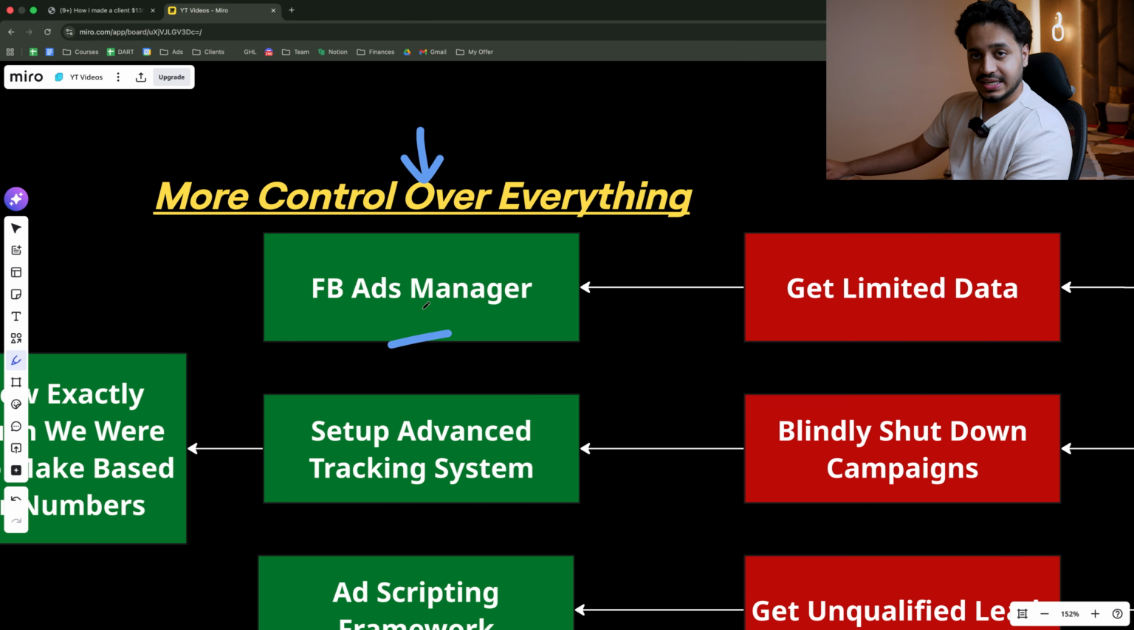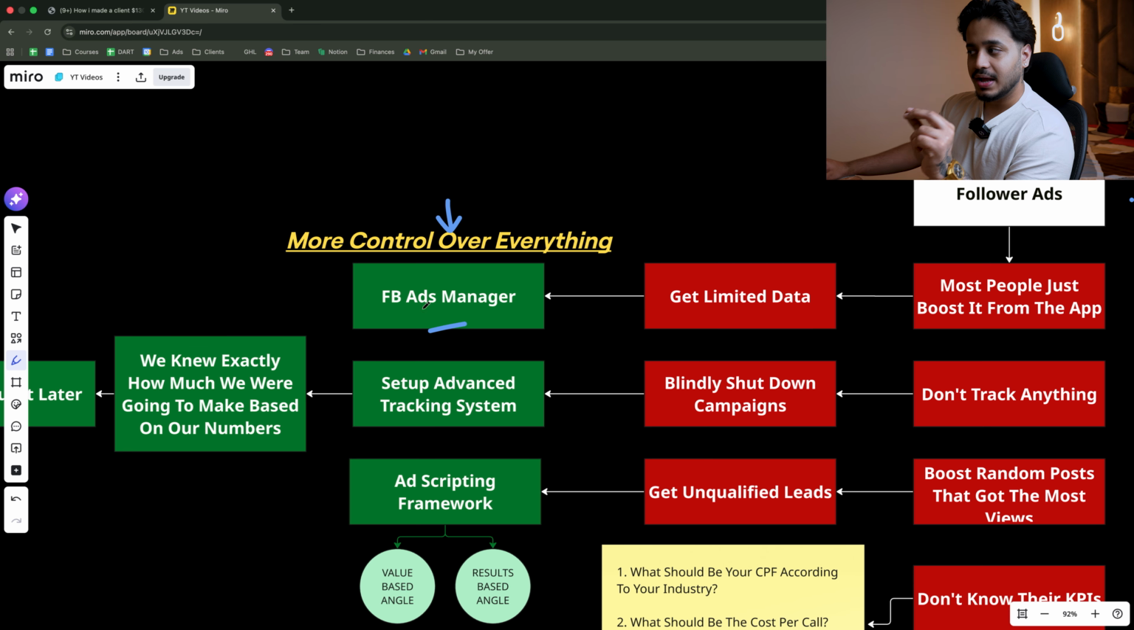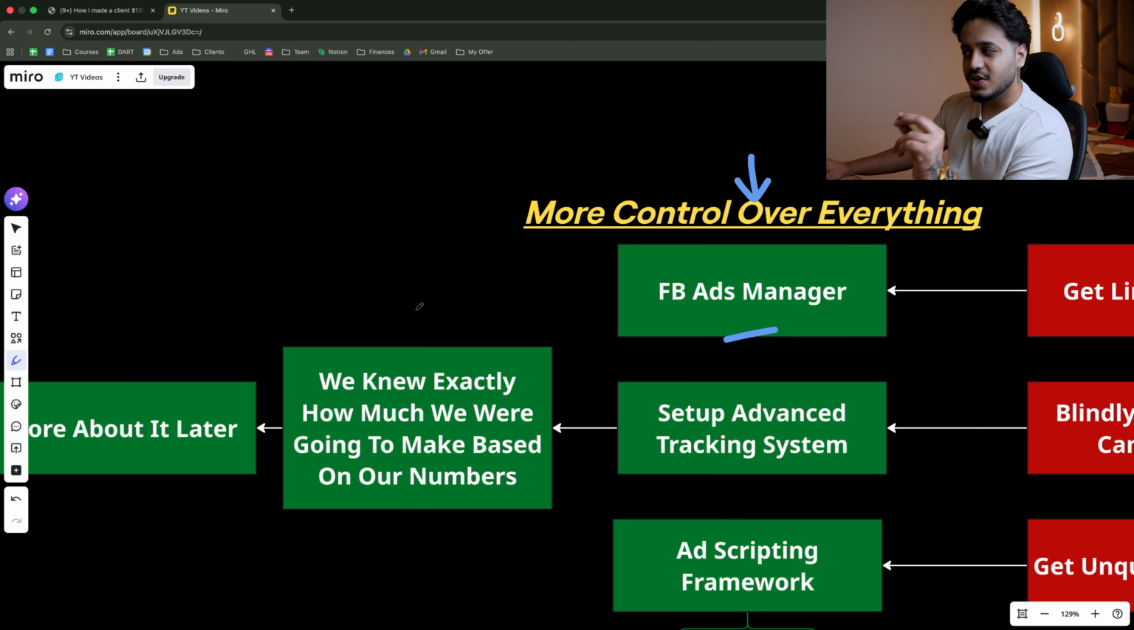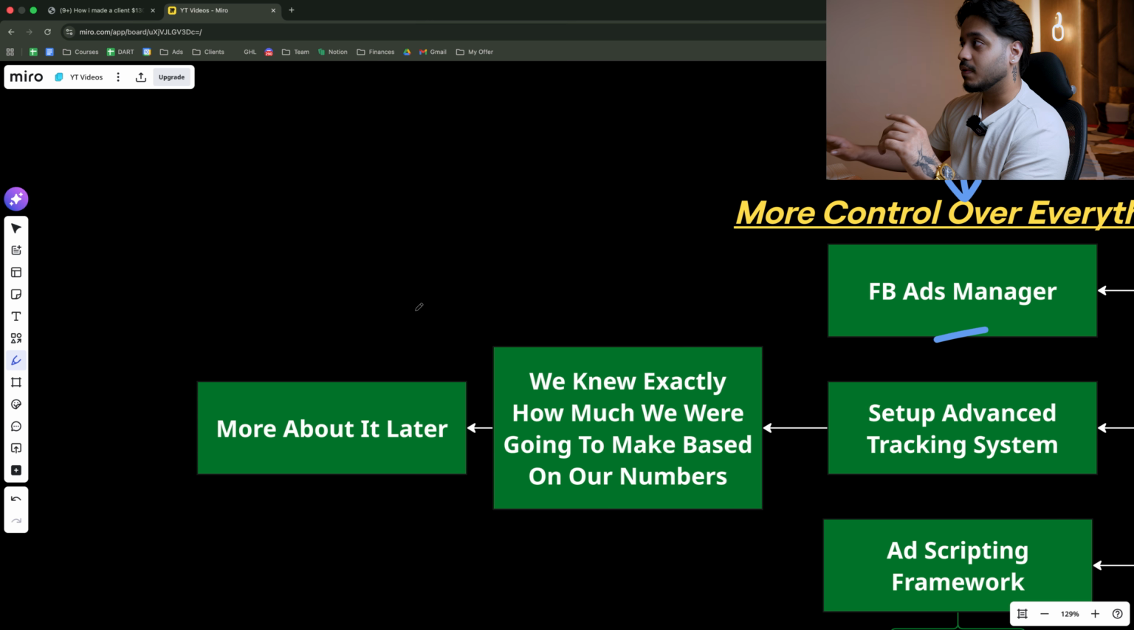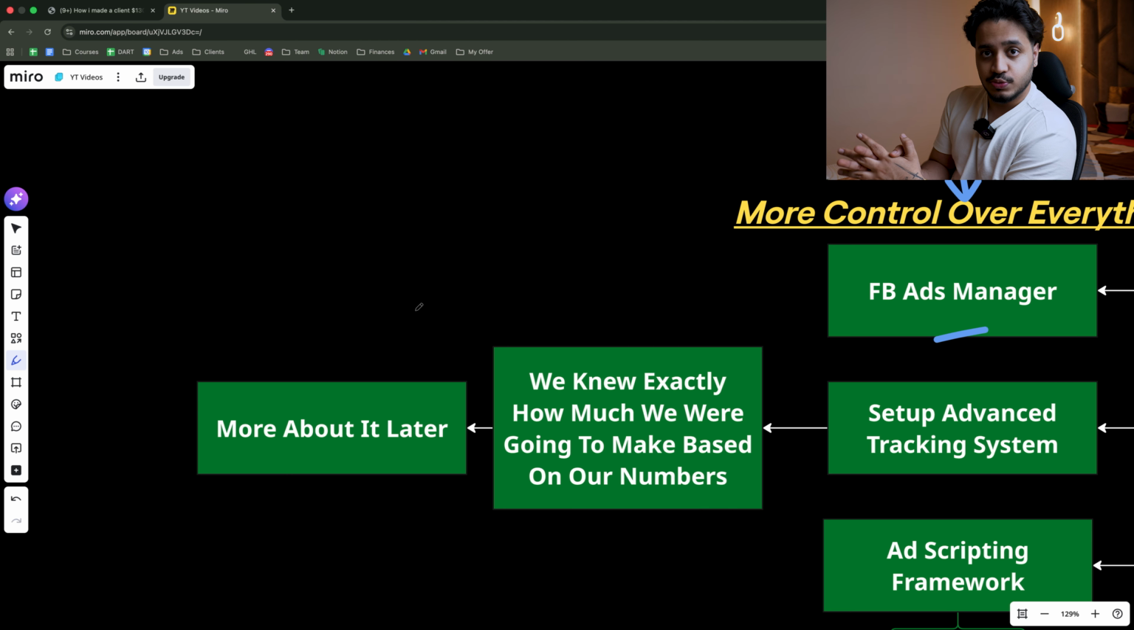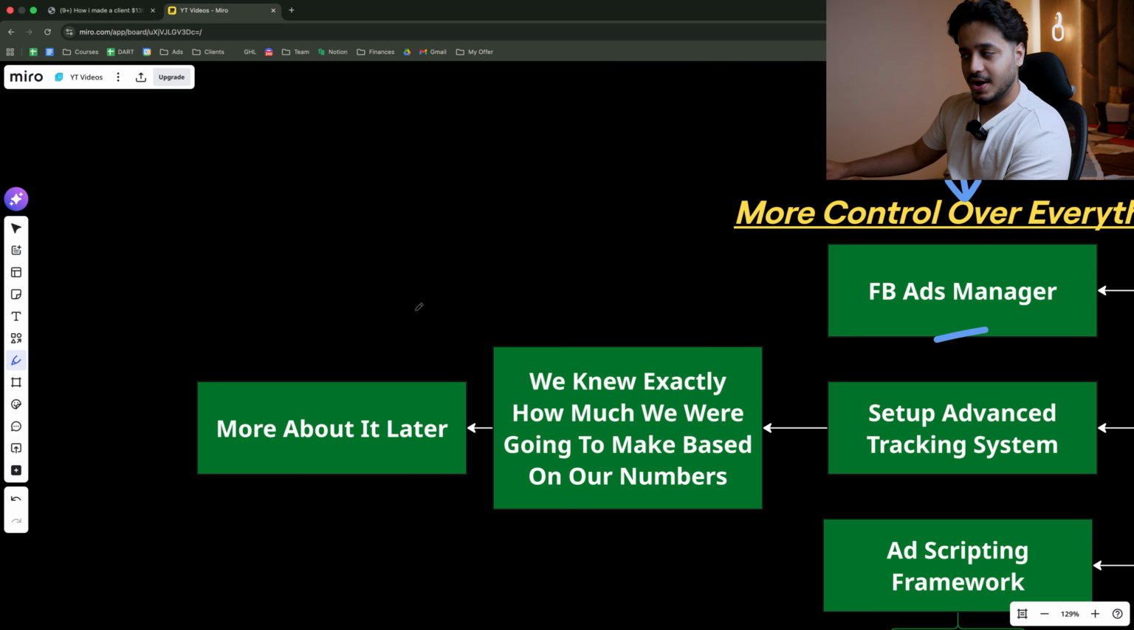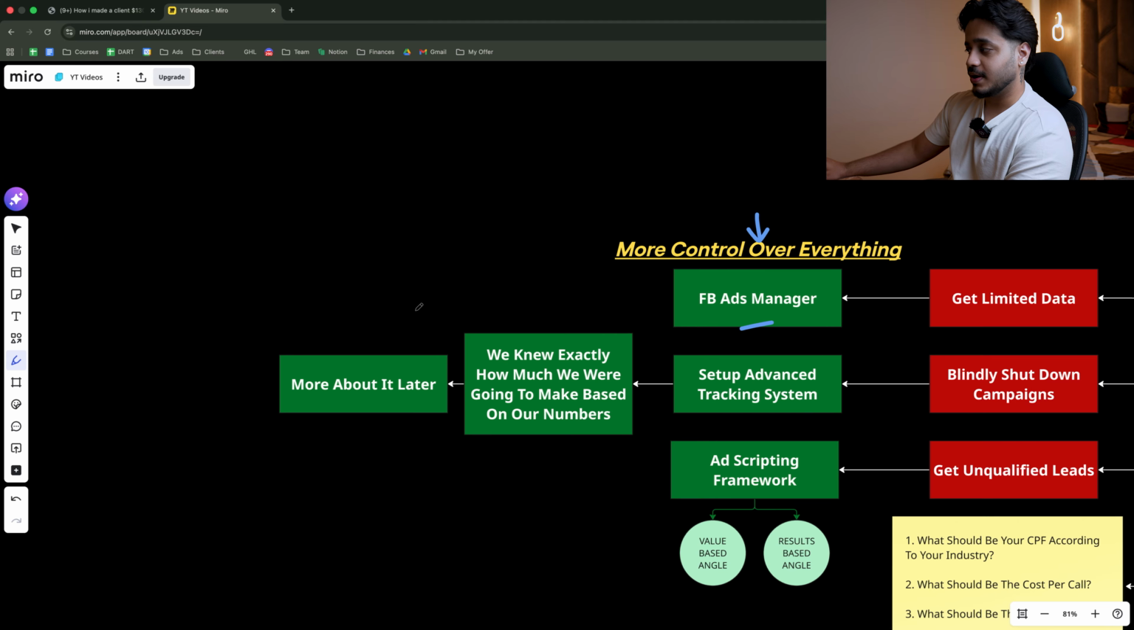Okay, and to fix this, what we did for this client is set up an advanced tracking system. We knew exactly how much we were going to make based on our numbers. Okay, so we weren't guessing, we weren't predicting, we just knew how much we were going to make the next month. I'm going to talk more about it in just a minute, when we discuss the tracking stuff.